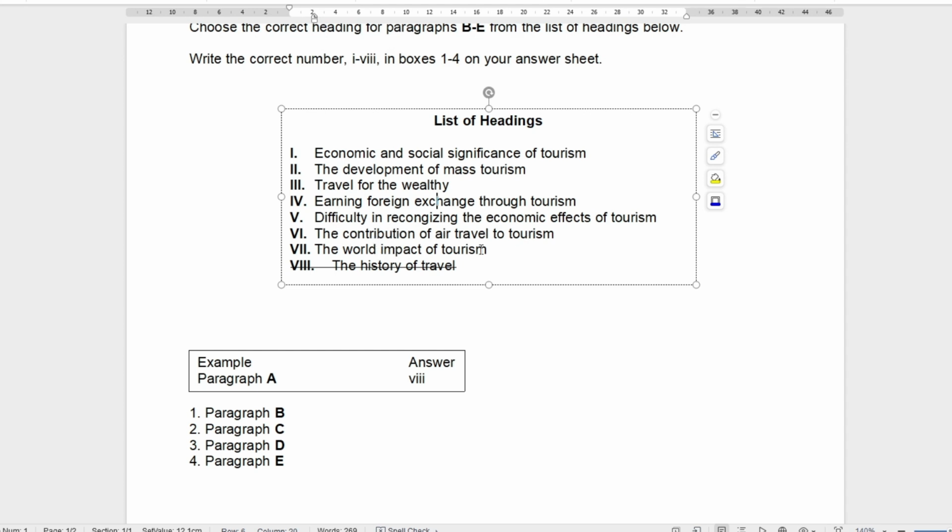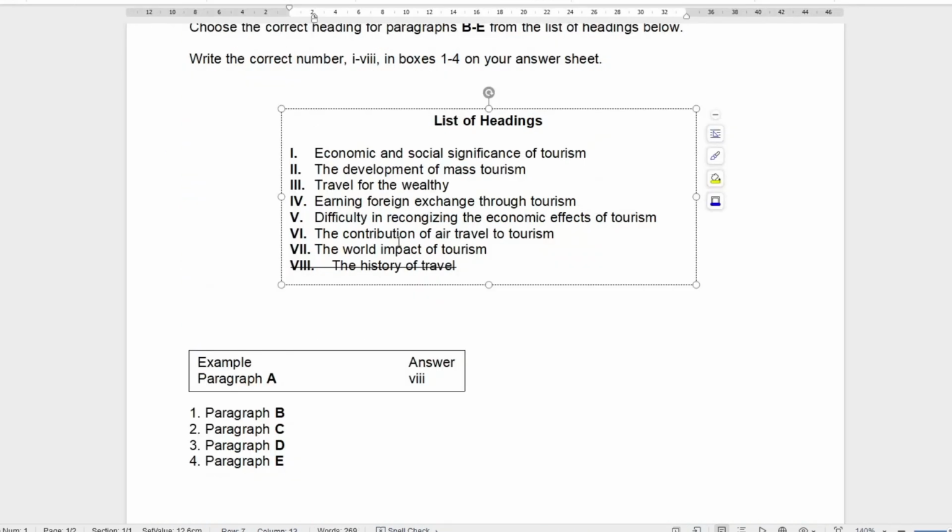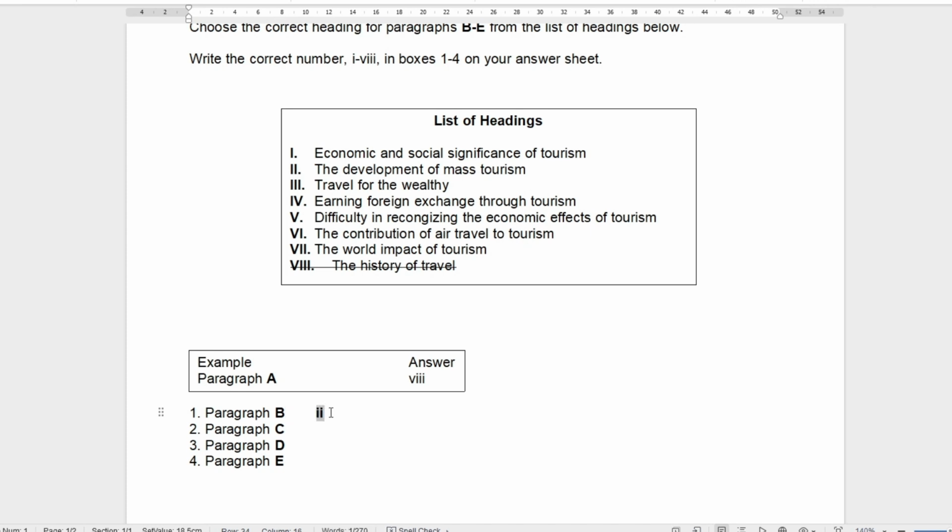The reason I'm not choosing these options is that only a very small part of the paragraph is mentioned, not the paragraph overall. They're saying that tourism is the mass form. In terms of syntax, tourism in the mass form, as we know today, is a distinctly 20th century phenomenon, and the term mass form is described by the following sentences. So this is syntax. Option number 2 comes for us as the answer. I just want to make it not bolder, so I'm going to remove that now.